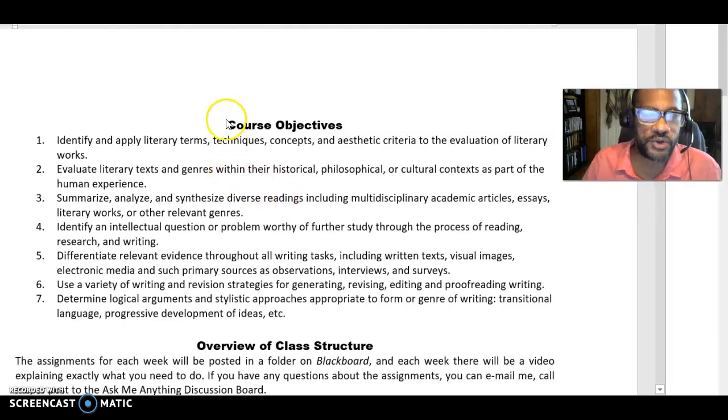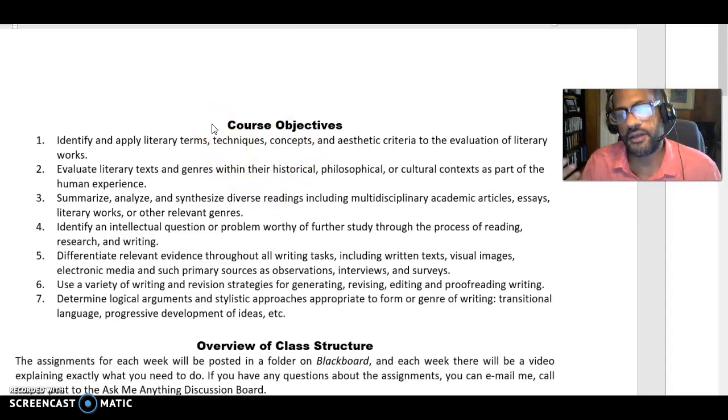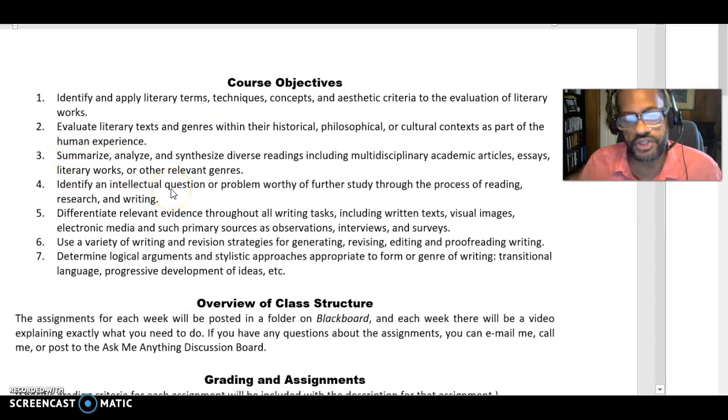We've got these course objectives here. These are the objectives that we've set up for all ENGL 102 courses. And I just have those there. I won't go over them, but I want you to recognize that they're there, because if you have any questions about why we're doing certain things, well, it's because these are things that we're supposed to be doing from the objectives, right?